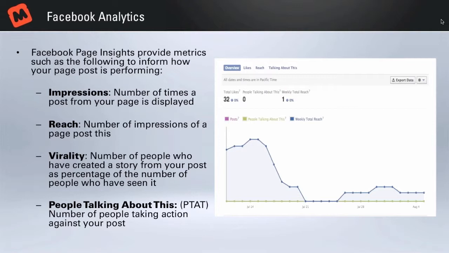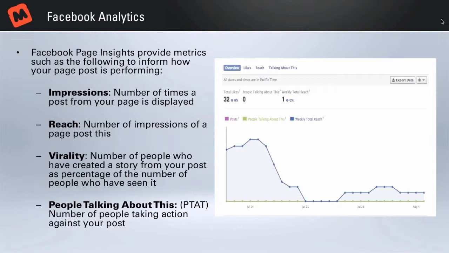Really important metric, especially if I've spent any money through Facebook where I'm trying to promote this. It becomes really important to see that data and that metric. One of the big ones that Facebook counts is what they call virality, which is the number of people who have created a story from your post as a percentage of the number of people who have seen it. When we say created a story, this could be liking it, commenting on it, sharing it, etc., versus the number of people who have seen it, via the impressions area.